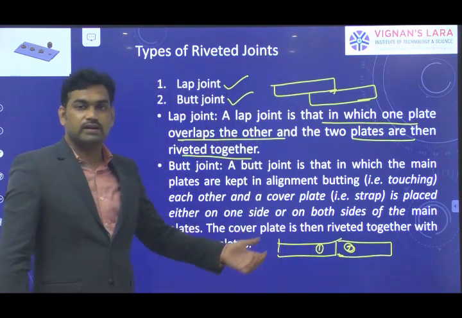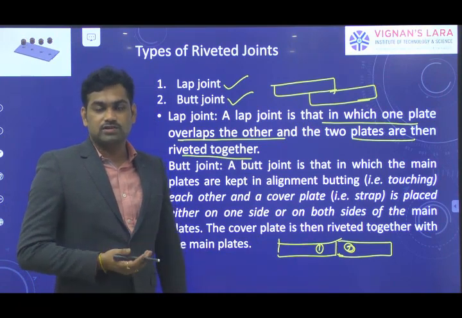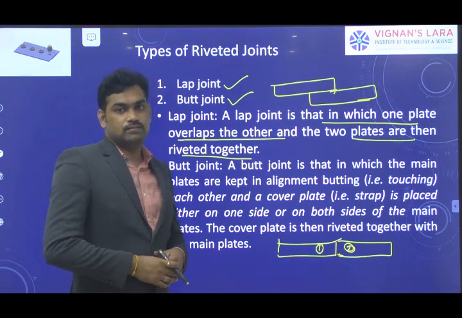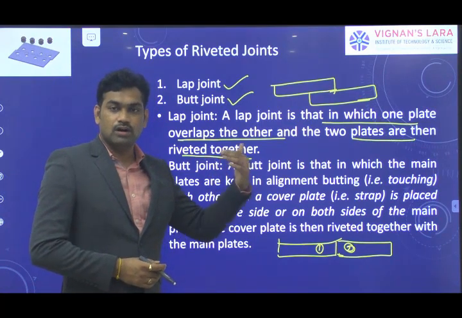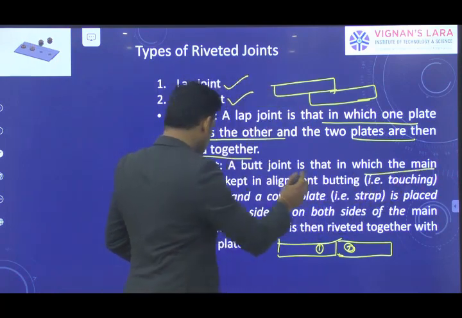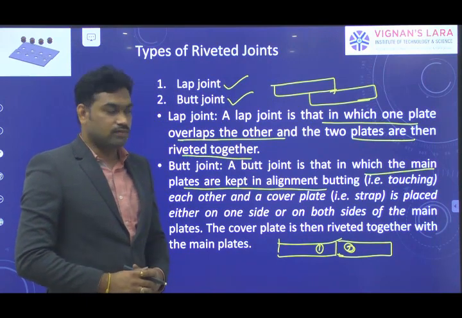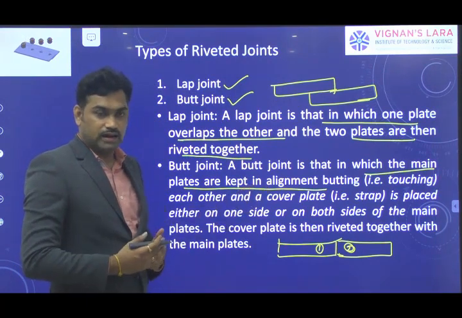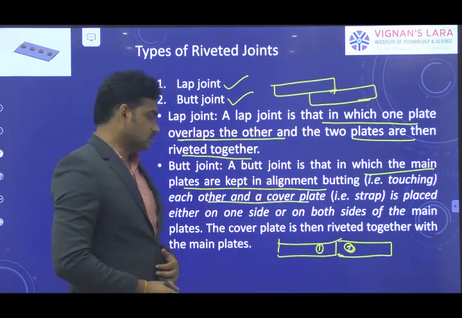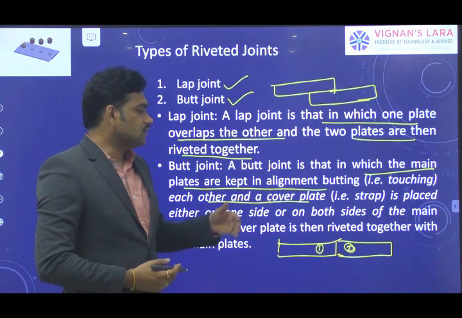So that we can join two plates, we call it a butt joint, but in this case we require additional plates that we call gussets or straps. The butt joint is one in which the main plates are kept in alignment, butting, that is touching each other at the sides, and you need to use a cover plate that we call a strap; cover plates, straps or gussets, we call them.